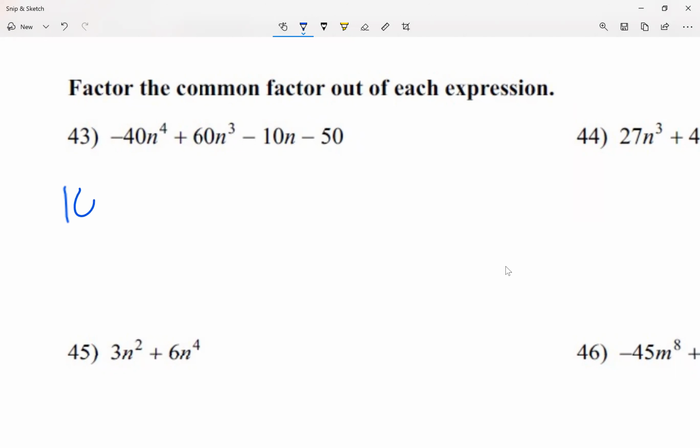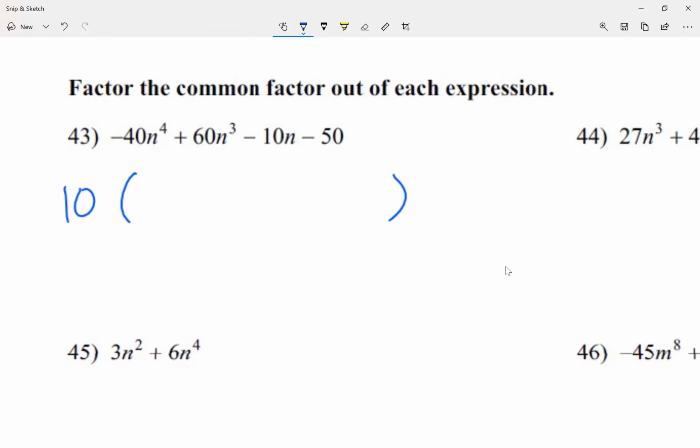I'm going to put a 10 out here. Letter-wise, in order for me to remove a letter, they should all have a letter, but in this case, they don't. The last term doesn't have a letter, so I'm not going to be able to remove a letter. But if they all do have a letter, I remove the smallest exponent, okay? Another thing is that when we remove the greatest common factor, we're going to have a parentheses, and everything that is left, we're going to have inside the parentheses.